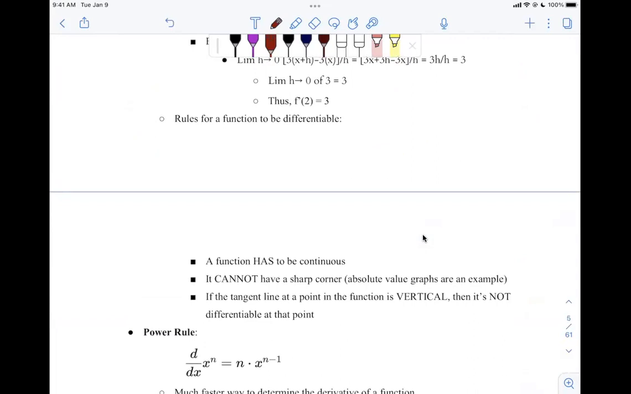If the tangent line is vertical, then the slope is undefined. And so the derivative does not exist at that point, and the function is in fact not differentiable at that point, even if it appears totally smooth.